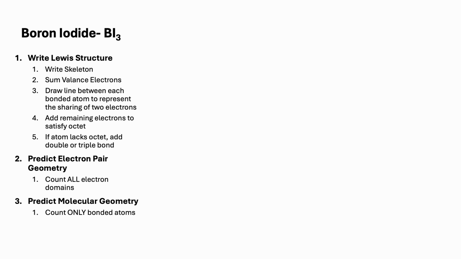Boron iodide. Oh, good old boron iodide. All right, so we're going to start with writing out our skeleton. Now, this does not have any hydrogen, so how do we know what goes on the central atom and what is on the outside? Oh dear, I just went ahead and wrote, I was starting to write hydrogen.